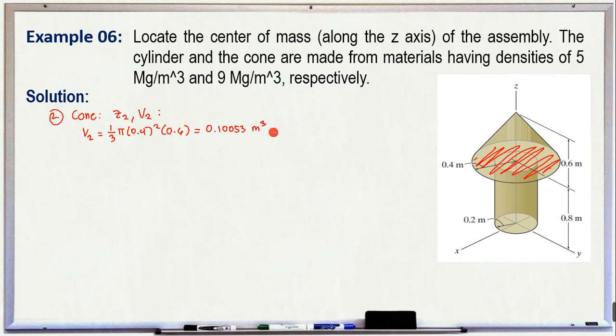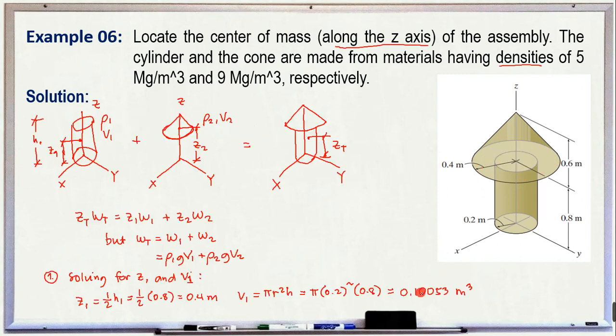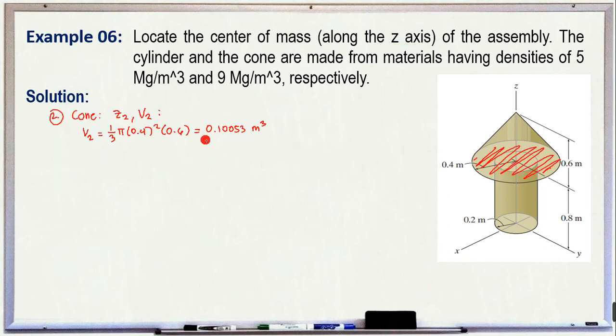Actually, it has the same volume as the cylinder, no? In the previous slide, 0.10053 was the volume of the cylinder. Here, upward, 0.10053 is the volume for the cone. Now, for its center of mass, or its centroid, actually, we need to use integration.